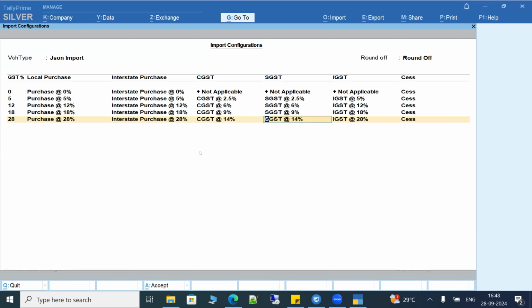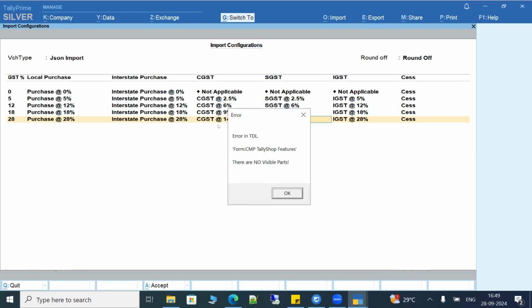This is the primary setup. As Venusar said, if you want to create separate ledgers, you can create, otherwise you can use direct. One ledger only, purchase expenses or some expense ledgers, or input CGST, SGST, IGST, you can configure for all the percentages.